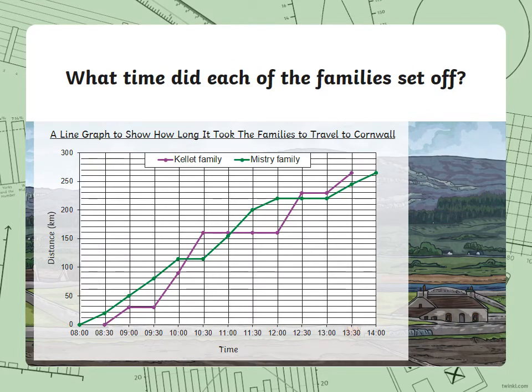So to start with, have a look at the graph and see if you can work out what time each of the families set off. Pause the video while you check. So the green line, which represents the Mystery family, starts at 8 o'clock in the morning. So the Mystery family set off at 8 o'clock. The purple line, which represents the Kellett family, doesn't start until half an hour later, 8:30. So the Kellett family set off at 8:30 in the morning.